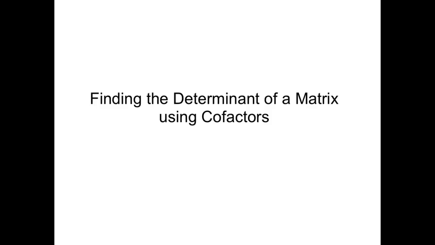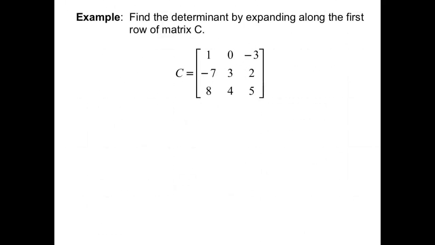Hi there. This video is on finding the determinant of a matrix using cofactors. Find the determinant by expanding along the first row of matrix C. Now, there's another video posted that goes over how to find minors and cofactors and how to actually find the determinant, but I wanted to do a couple examples, so let's start with this one.